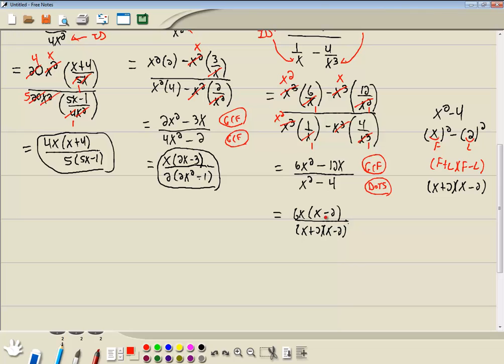Well, remember, after we do that, then we want to cancel. Well, they both have an x minus 2, so those are going to cancel. And we got 6x over x plus 2. And that's our answer.